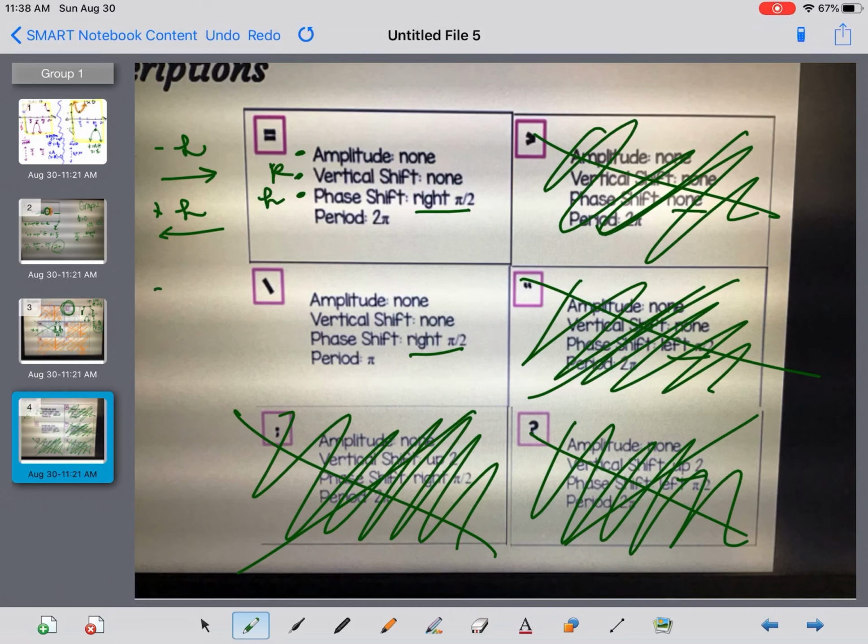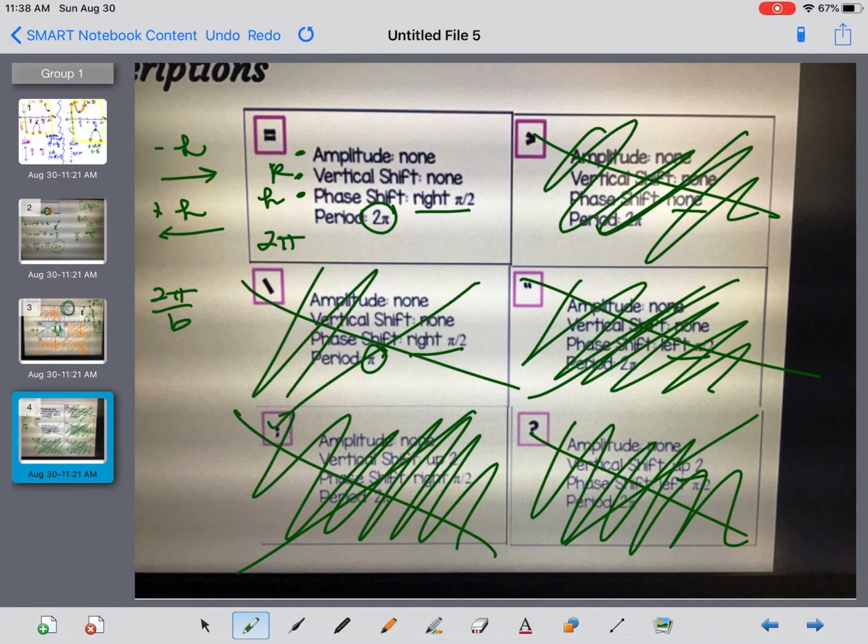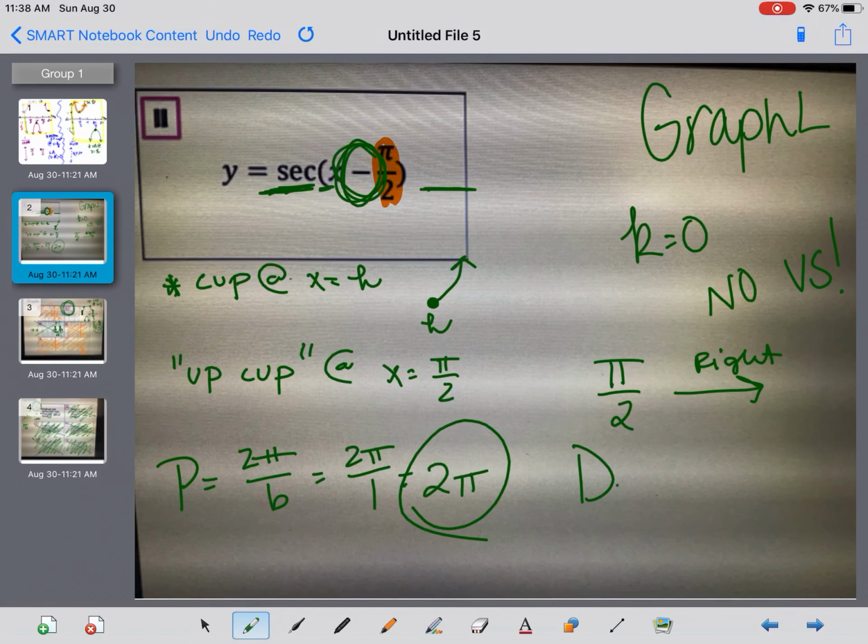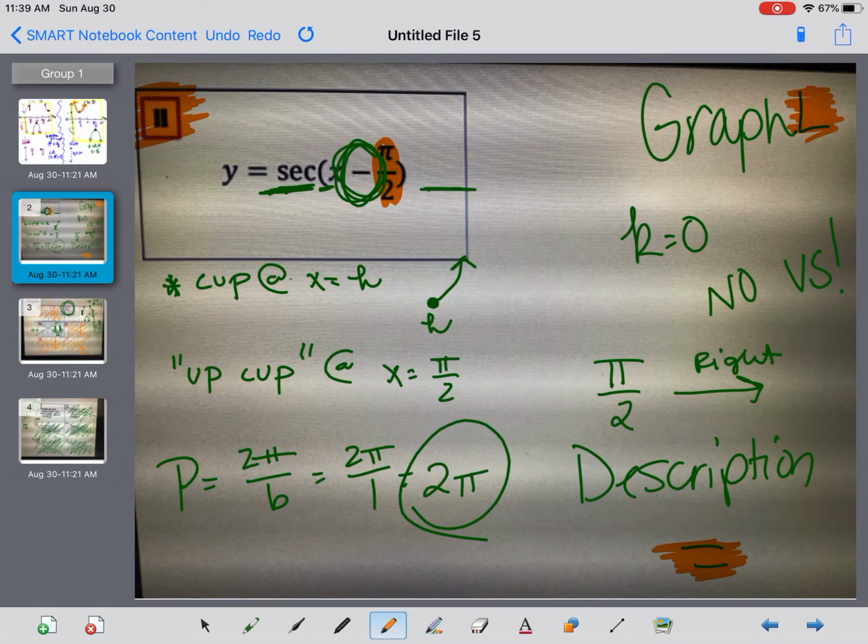All right, the next thing is the period. Now remember, the period comes from 2 pi over b. And we already figured out with this graph that our period is 2 pi. So notice how this one says 2 pi and this one says pi, so it can't be that one as well. So this graph goes with this description. Graph L, description. And those are the two matches for this equation number 11.